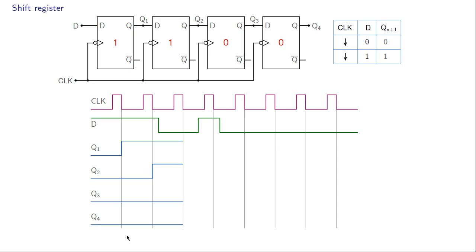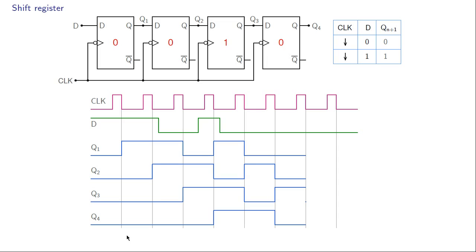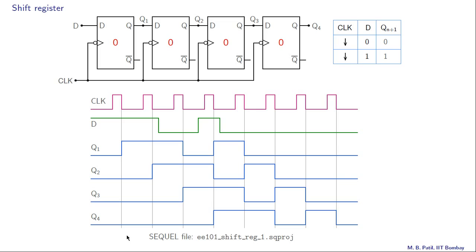And we can proceed in this same manner and see what happens. We're not going to go through each step now, but just look at the results. So this is after the next active edge. And so on. And we observe that each output is a delayed version of the previous output. So for example, Q3 is like this, and Q4 looks exactly like Q3, except it has got delayed by 1 clock period. That is one observation that we make.